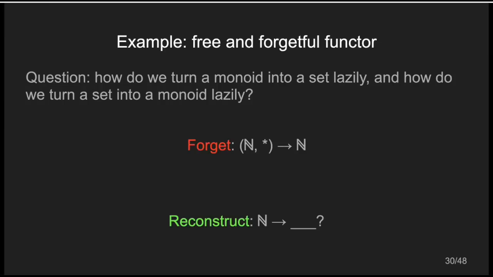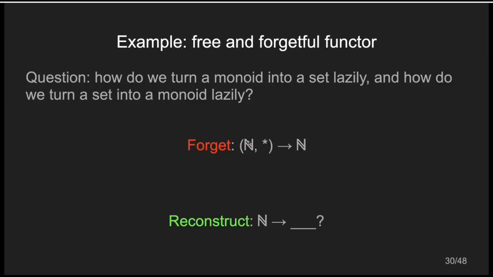So now we're going to look at using this idea of a monoid. We're going to ask, how do we turn a monoid into a set in a lazy way? How do we turn a set into a monoid in a lazy way? We're going to do this with what are called free and forgetful functors. A functor is just a fancy word for a generalization of a function. Just think of it as a function for all intents and purposes. That's going to be okay for this talk.